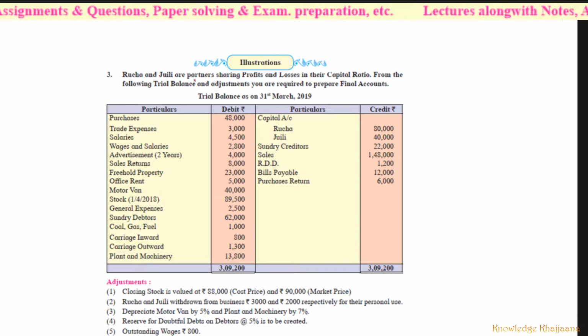Rucha and Julie are partners sharing profits and losses in their capital ratio. How will the profit and losses be shared? In the proportion of the capital. From the following trial balance and adjustments, you are required to prepare the final accounts, and the trial balance has been given.